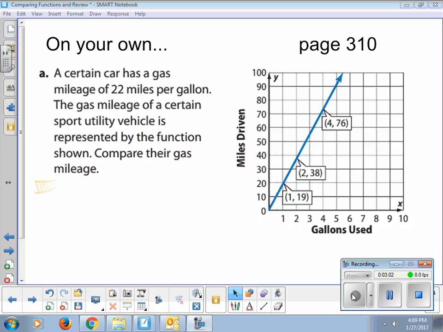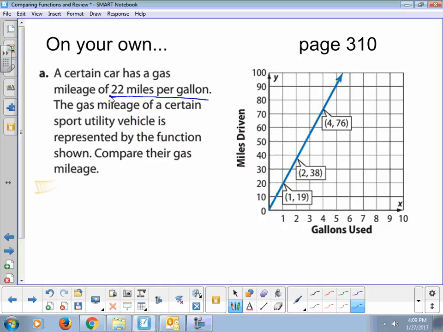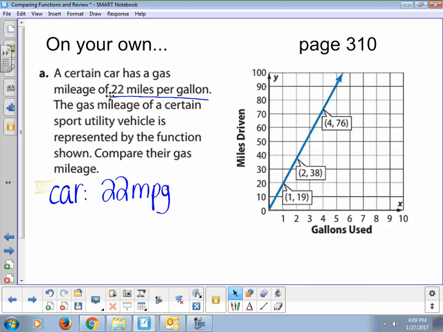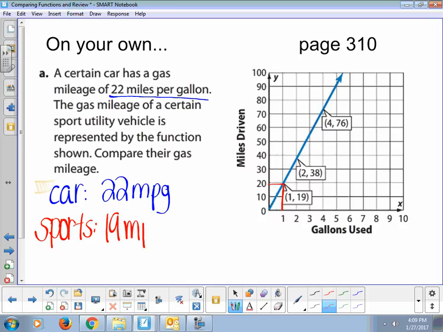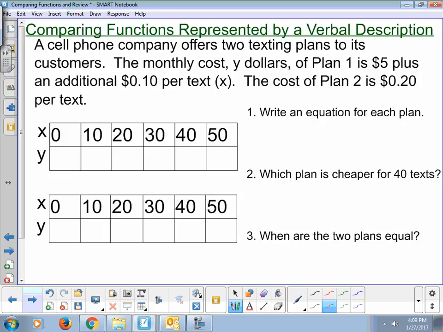For the next example, a certain car has a gas mileage of 22 miles per gallon. So our car, the slope or your rate of change is 22 miles per gallon. At the graph at the right for your sports vehicle, if you look at 1, it's traveled 19 miles. So we have 19 miles per gallon. This means that our car has better gas mileage.